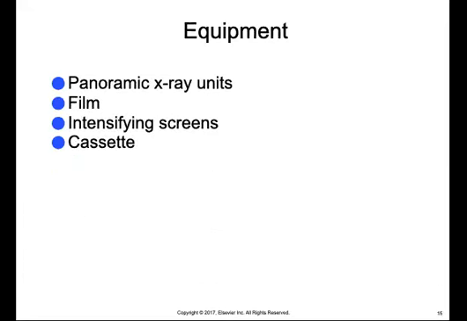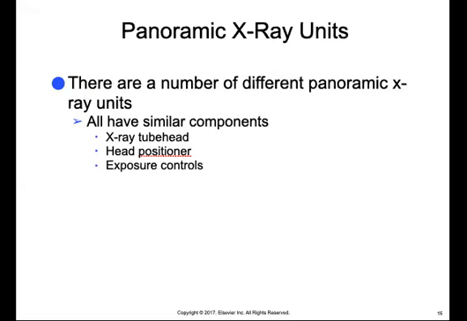The equipment that is going to be needed for the panoramic X-ray are the panoramic X-ray units. And if you're using an older X-ray unit that uses film, we'll need the film, something called intensifying screens, and a cassette where everything is placed together. The panoramic X-ray tube head is similar to an intraoral X-ray tube head, such that each has a filament used to generate electrons and a target used to produce X-rays.